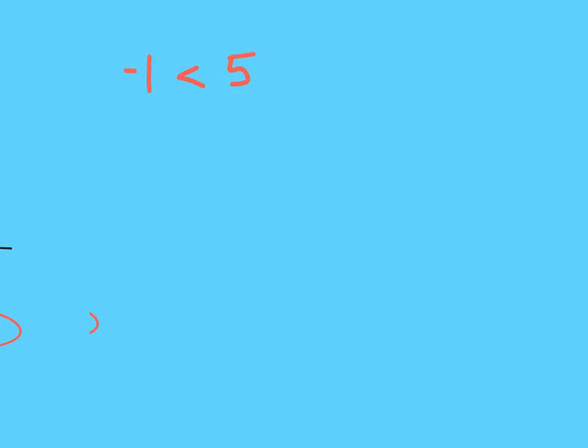We can all agree that that's true. Now, I can do any operation on this to both sides, and it's going to remain a true statement. But watch what happens if I do something. If I multiply both sides by, say, positive 2, then we get negative 2 is less than 10. That's a true statement. So both of those are true.